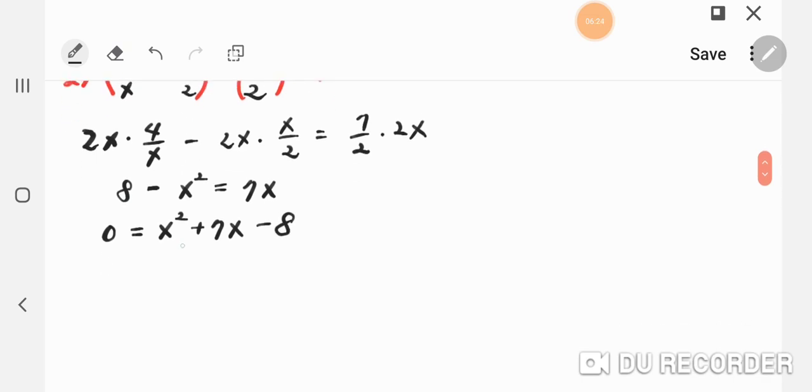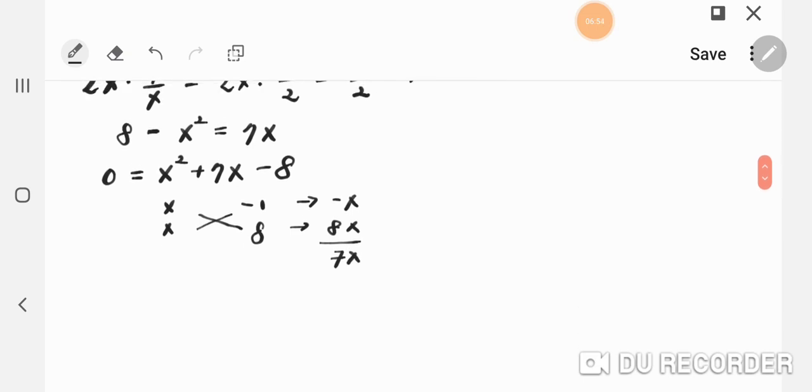So we have a quadratic equation. Once we have a quadratic equation, we can use the factoring method to find the solution. x squared is x times x. 8 is 1 times 8. And the minus sign should be on 1. So this product is negative x, this product is 8x, and the sum will be 7x. And this 7x is the second term. So the right side of the equation will be x minus 1.